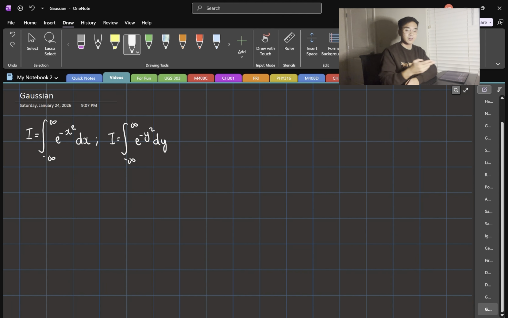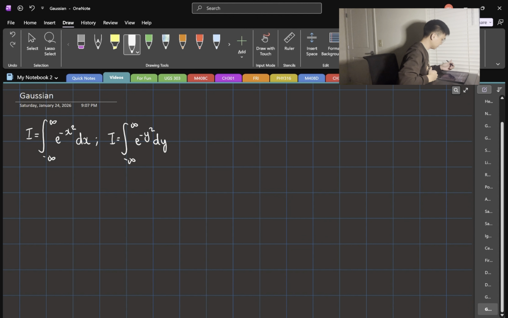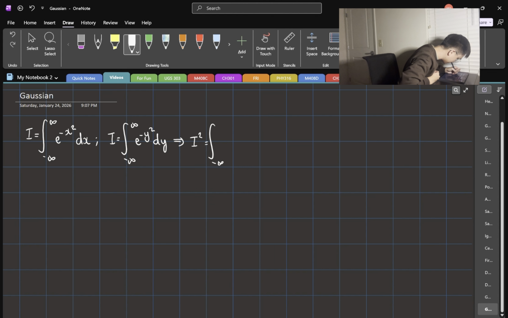What I'm going to do is multiply the two equations together to get, well, I times I on the left side is going to be I squared. Then I have two integrals that I'm multiplying here. One in x and one in y.